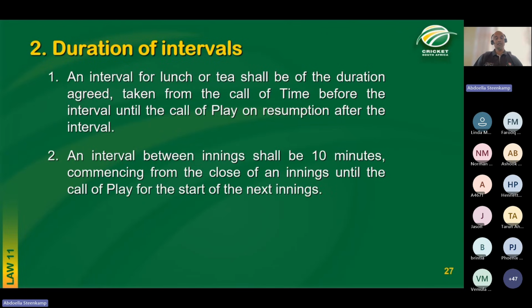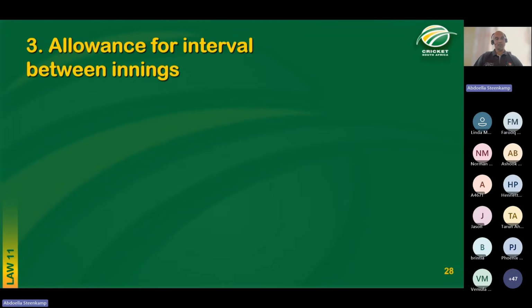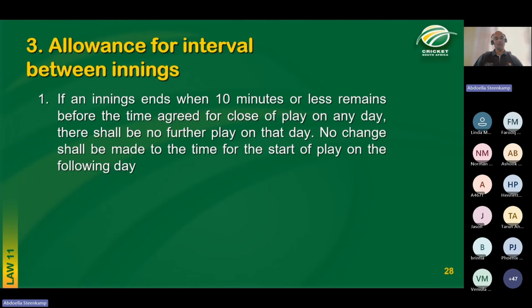I mentioned earlier, the interval between innings will always be 10 minutes. There is some flexibility that the lawmakers brought in when it comes to our interval between innings. They tell us that if an innings ends 10 minutes or less before the agreed close of play time, no further play. It will be stumps.